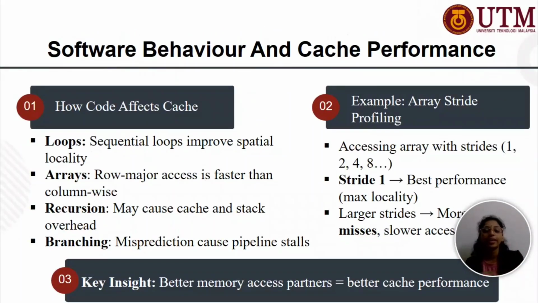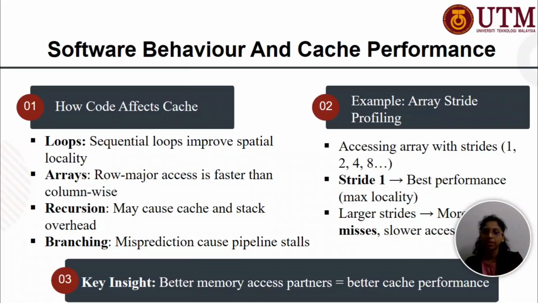Okay, next, cache performance. Cache performance depends heavily on how our programs access memory. For loops, accessing data sequentially improves spatial locality. Arrays, for example, run faster when accessed row by row instead of column by column. Recursion may increase stack usage and affect cache, while too much branching can cause mispredictions and slow down the pipeline.